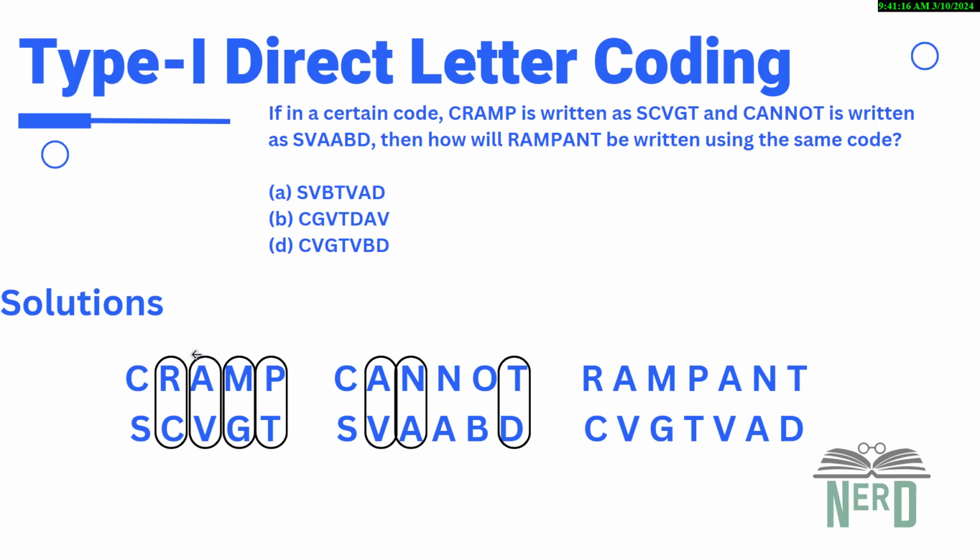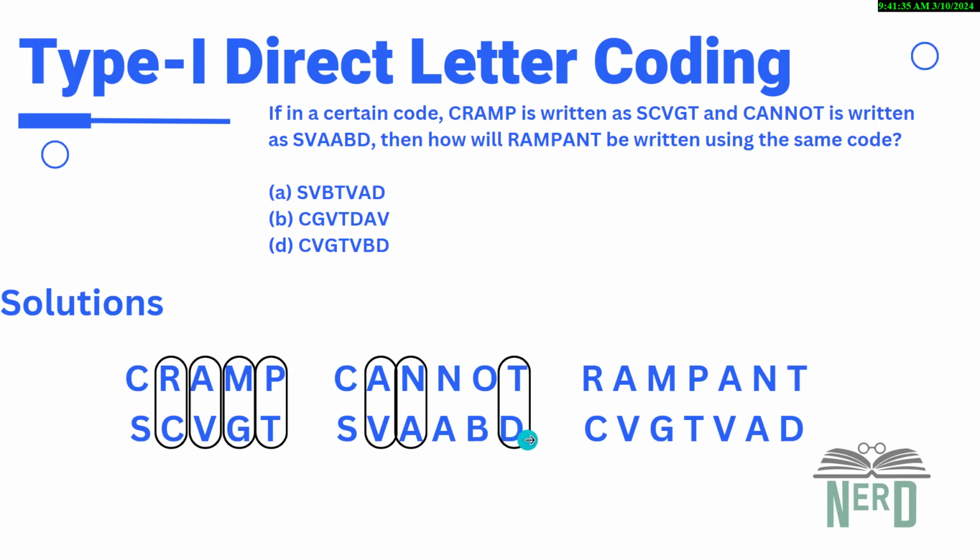It doesn't require any pattern and all this stuff. So remember, R is written as C, A is written as V, M is written as G, and P is written as T. So here also in CANNOT, A is written as V, N is written as A, N is of course written as A, and T is T.